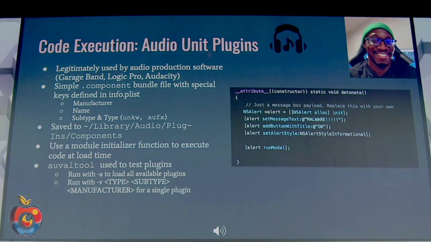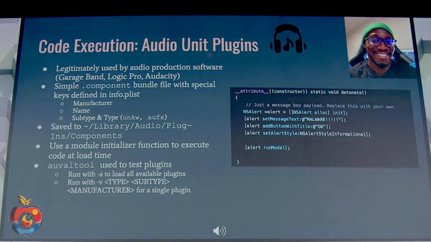Also in the Info.plist, you'll have to add a few special keys. These key values are arbitrary. They don't necessarily have to be something specific, but you do need to have these keys set in the Info.plist. This is how auval essentially parses your audio plugin. So you'll set the manufacturer, the name, the subtype, and the type. Once all that's done, you can build your project and then save your plugin in Library/Audio/Plug-Ins/Components.